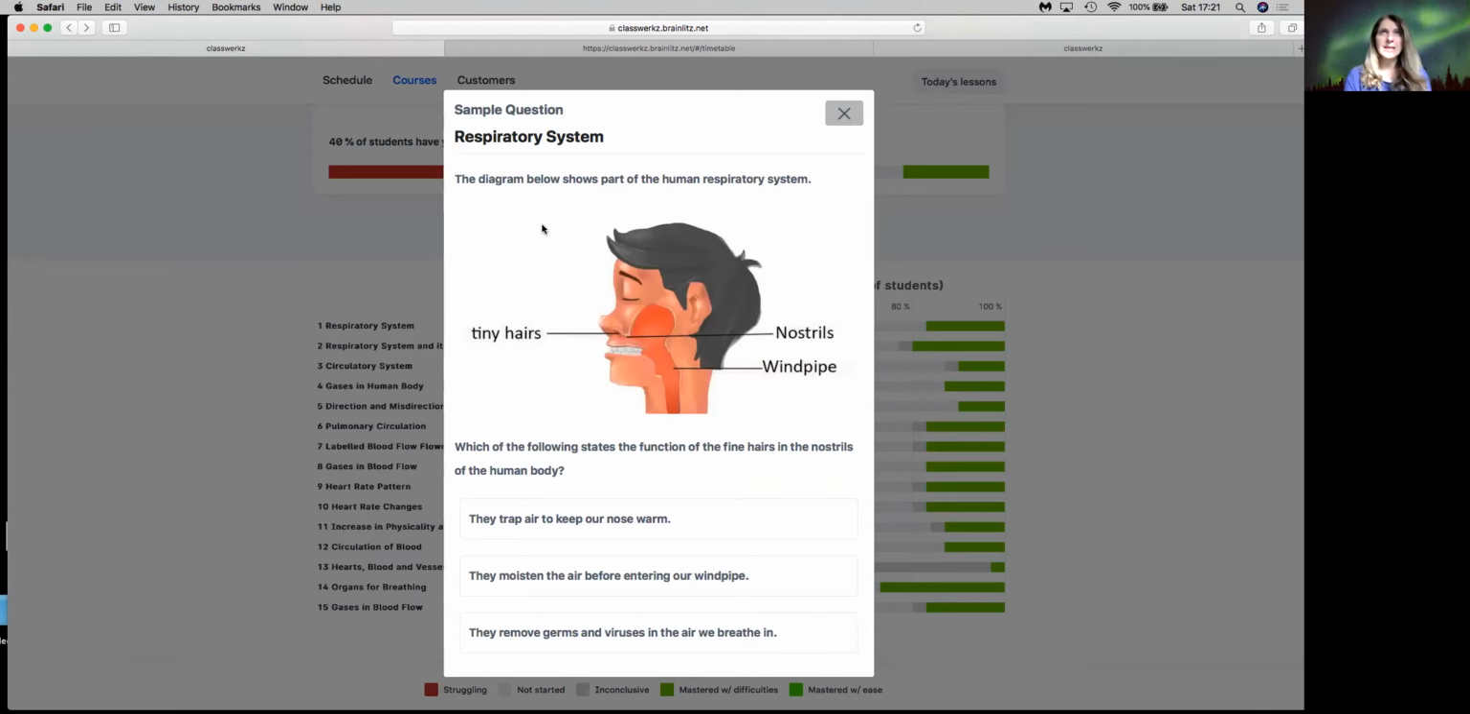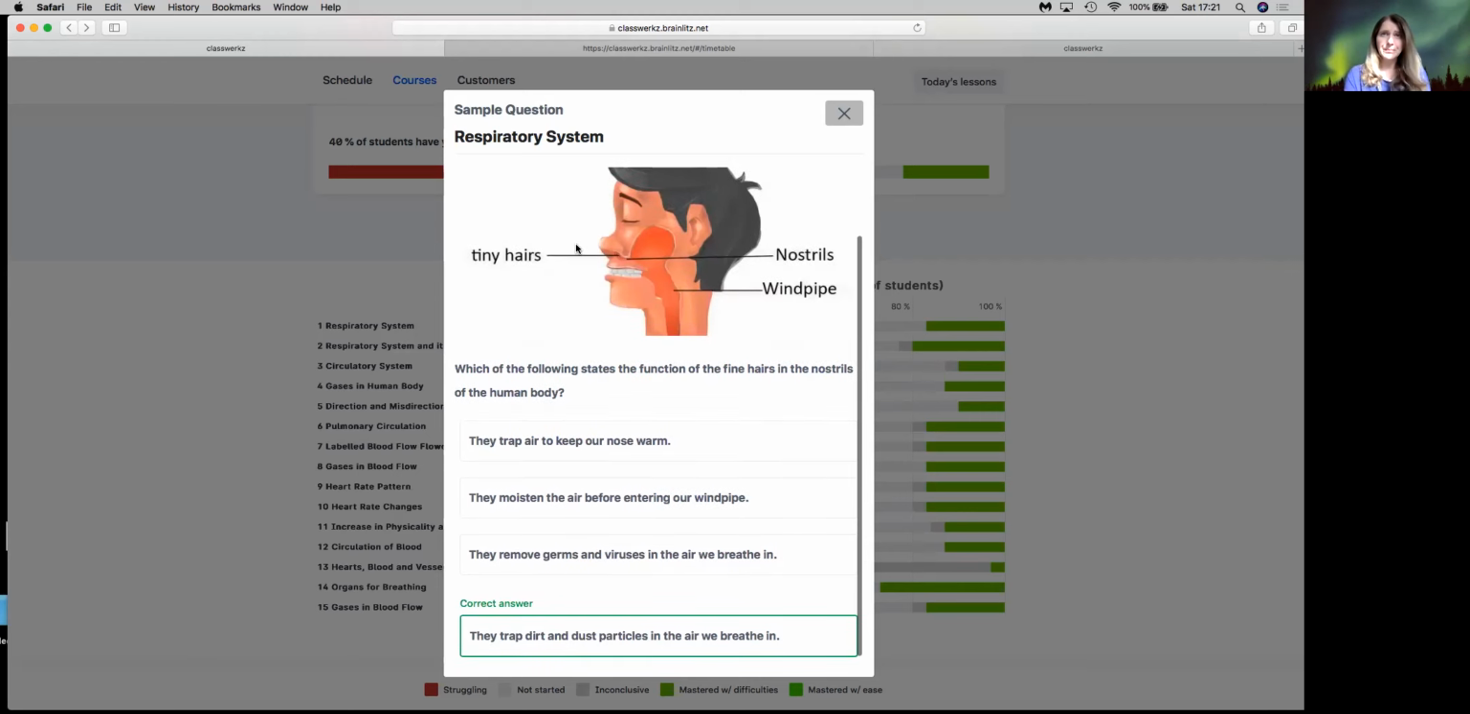And so you can see, again, this is about diagrams and which of the following states the function of the fine hairs and nostrils in the human body, and then they have to click on it. As you can see, this is actually very similar to the labeling that we saw previously, but it's just shown in a different way. So again, it's about the transferal of knowledge. So maybe that's what they need to practice, that transferal of knowledge in different diagrams, different contexts.